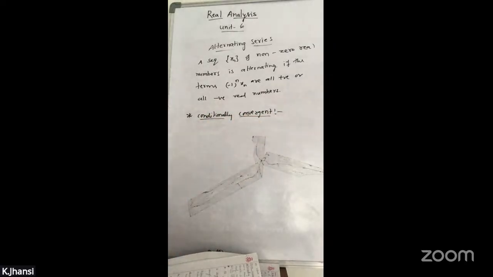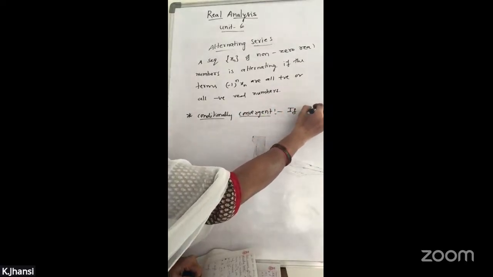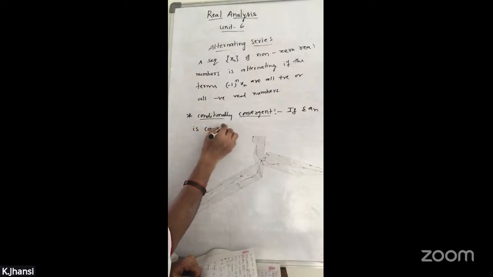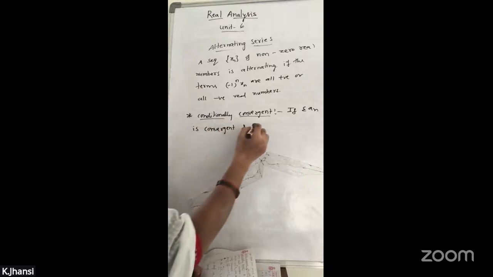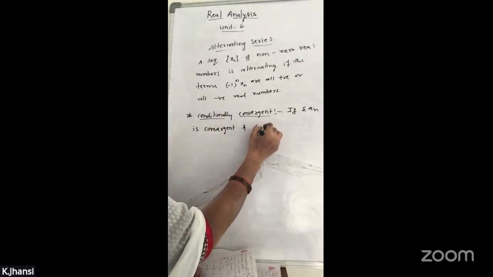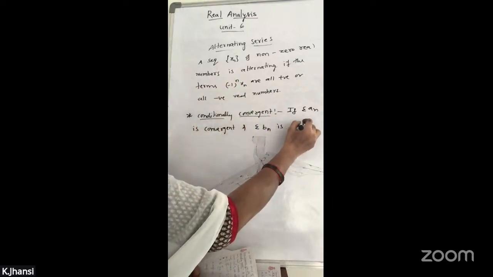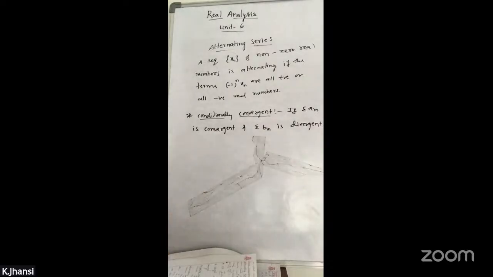Conditionally convergent. So if summation an is convergent and summation bn is divergent, then summation an is conditionally convergent.